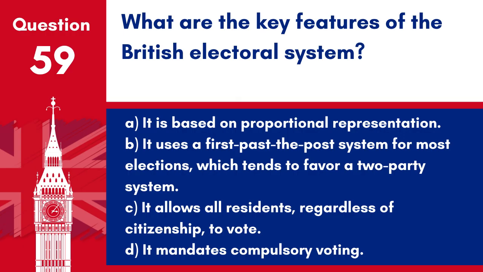Question 59. What are the key features of the British electoral system? A. It is based on proportional representation. B. It uses a first-past-the-post system for most elections, which tends to favour a two-party system. C. It allows all residents, regardless of citizenship, to vote. D. It mandates compulsory voting.